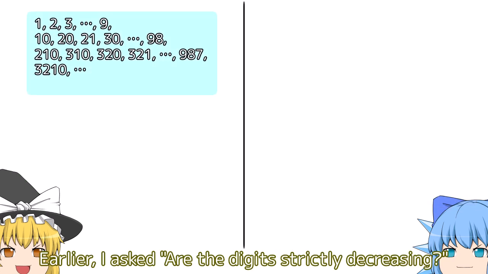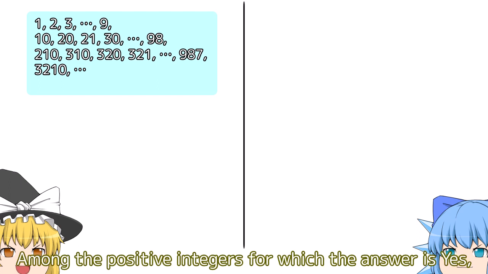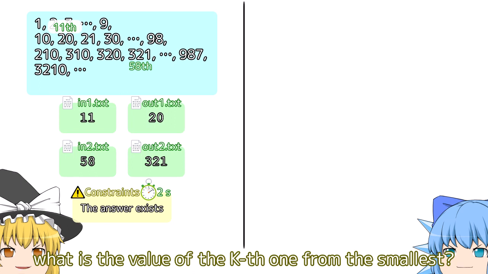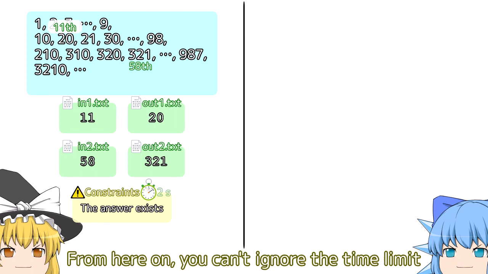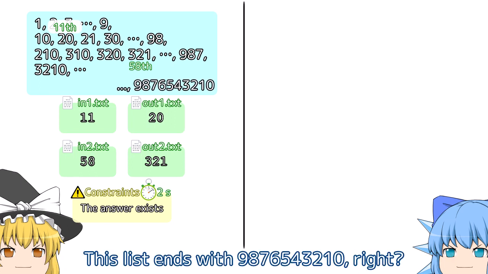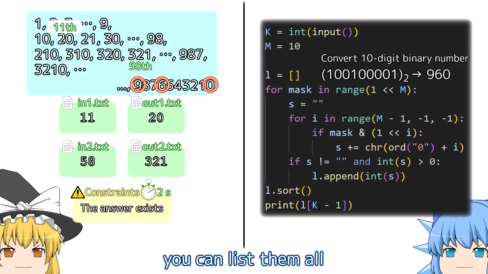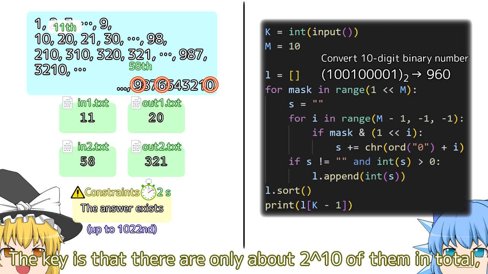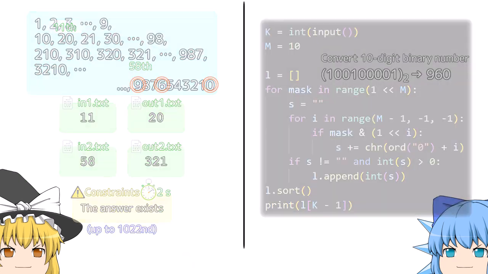Problem C. Earlier, I asked, are the digits strictly decreasing? Among the positive integers for which the answer is yes, what is the value of the K-th one from the smallest? From here on, you can't ignore the time limit. This list ends with 9876543210, right? If you pick out part from there, you can list them all. The key is that there are only about 2 to the power of 10 of them in total. And how to list them is up to you.